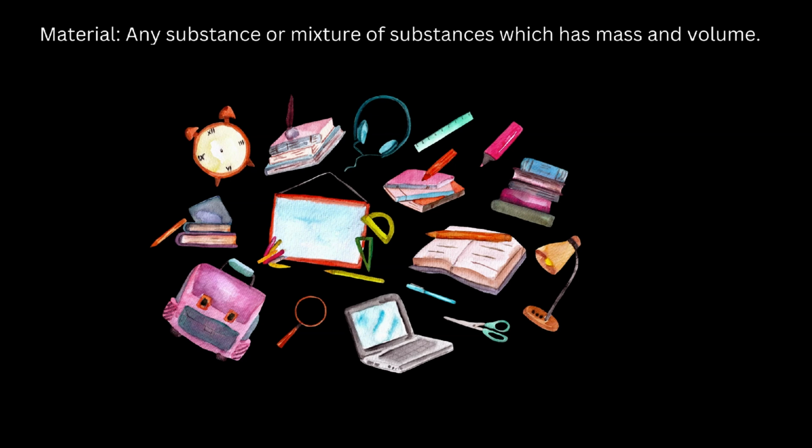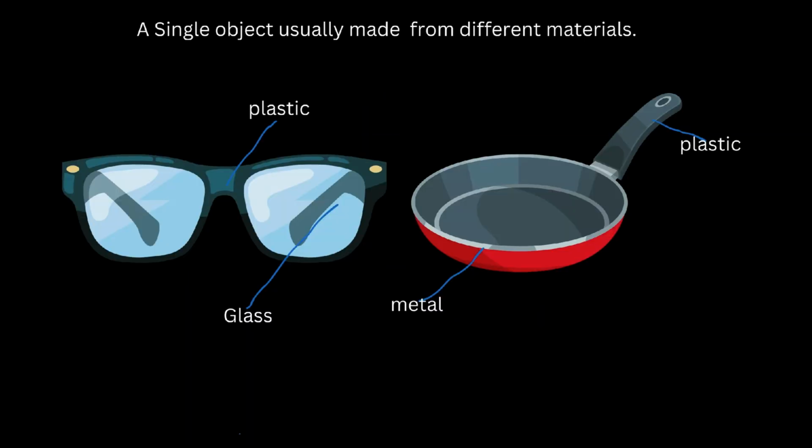The first one is a single object usually formed from different materials. Here are some examples. One is spectacles and the other is a pan. The spectacles are made from two different materials. One material is glass and the other is plastic. Whereas the pan is also made from two different materials. One is metal and the other is plastic. So, an object can be made from different materials.